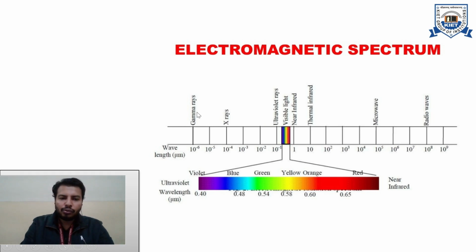So we have seen that there are gamma rays, X-rays, UV rays, ultraviolet rays, the visible region, the near infrared region, the thermal infrared region, microwaves and radio waves. This is the total electromagnetic spectrum that is being generated and radiated from the sun. So this whole band is coming towards Earth.